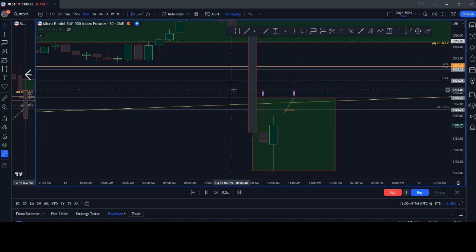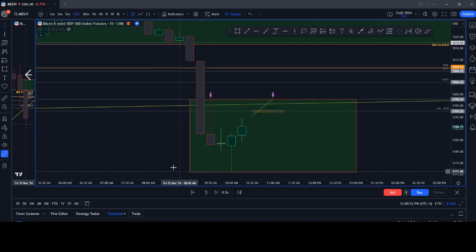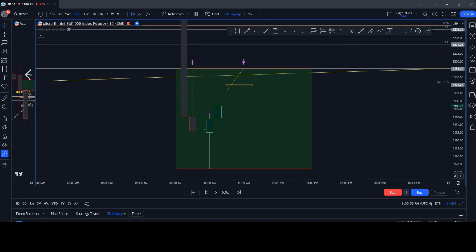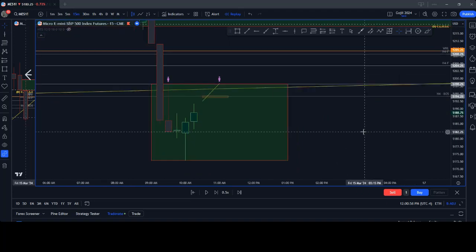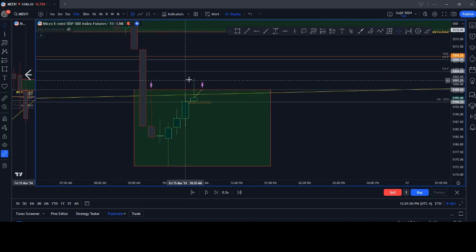So we know that we have liquidity there. So I'm going to go down to the 15-minute chart. So my setup is all confirmed. My setup is confirmed. So now I'm looking for my entries. So I'm going to play this forward. So now my liquidity got taken.